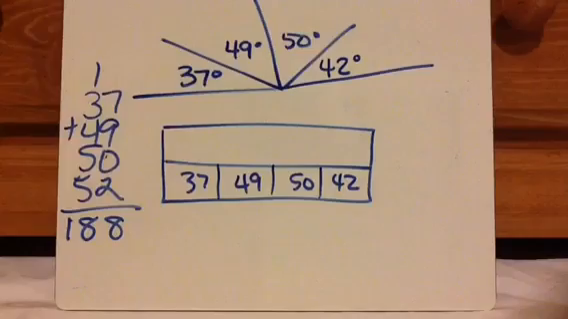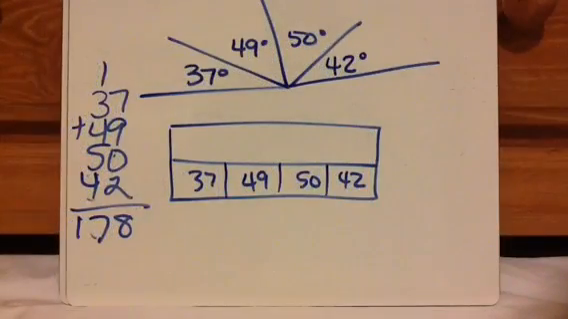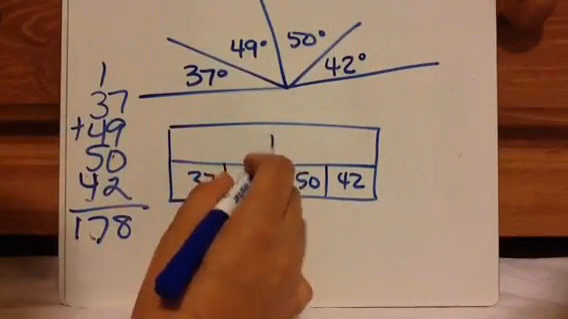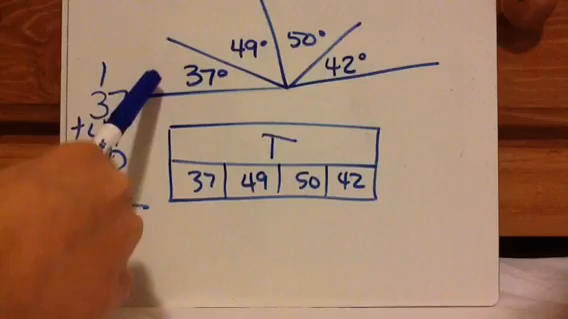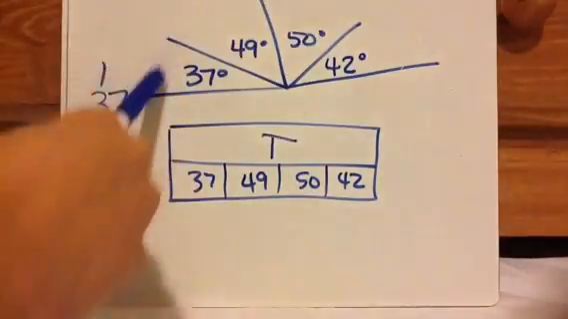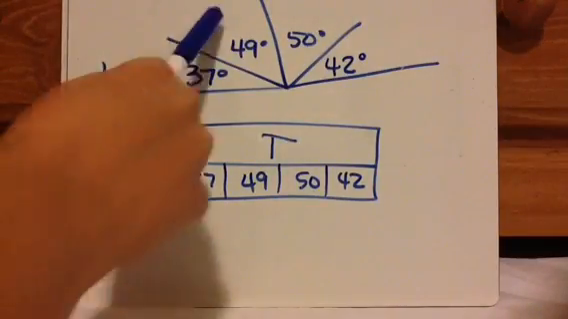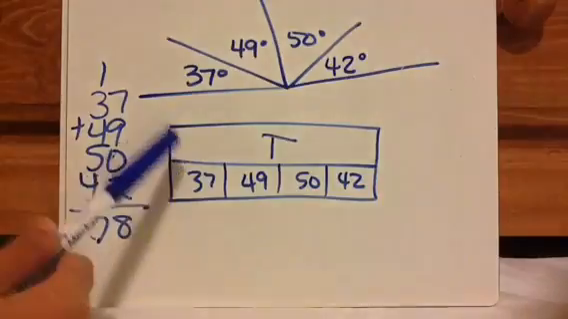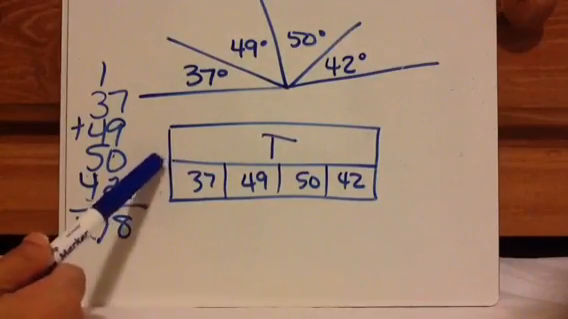That would be 188 degrees. So you might also get a situation where they want to know what's the measurement of the entire angle. So they'll give you the parts and they want the total. So this is what your strip diagram would look like.